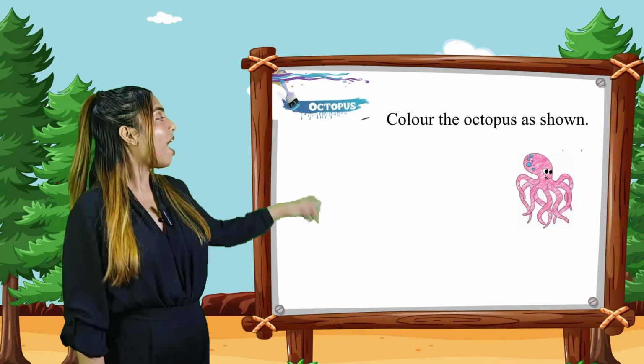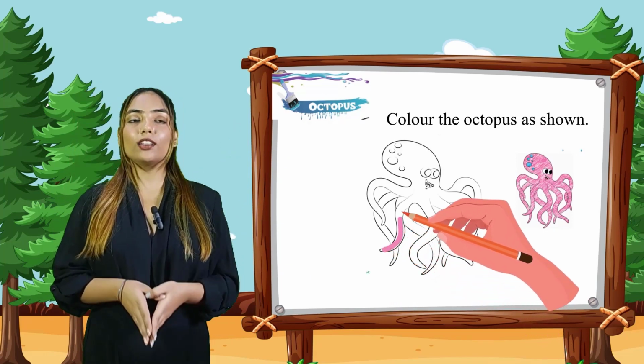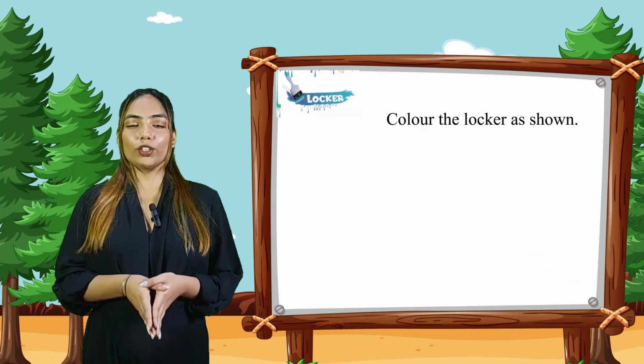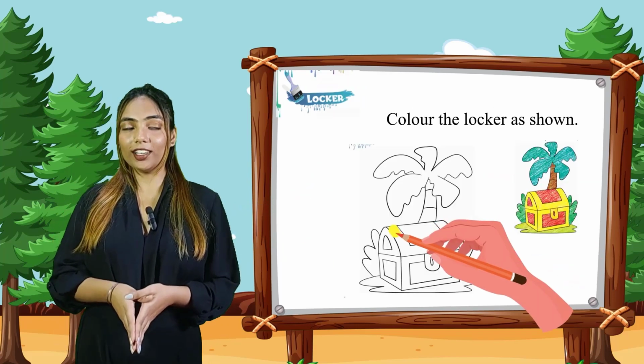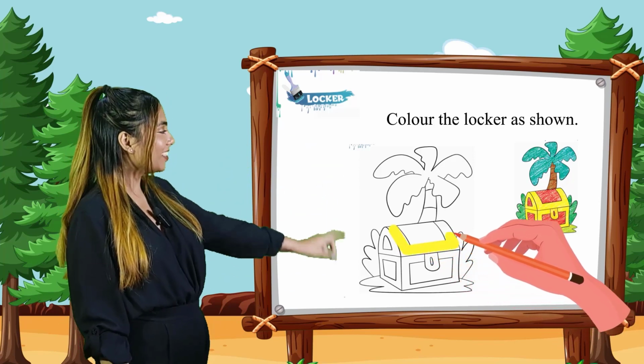Moving on, we have a sea animal over here. It is an octopus. Color the octopus as shown in the reference over here. Moving on to the next figure that we are going to color is a locker. Color this locker as shown in the reference over here.